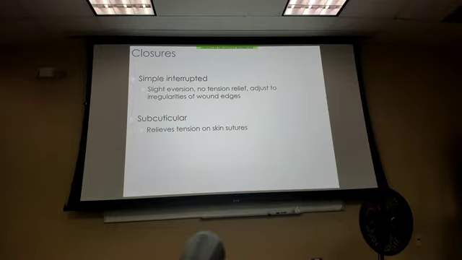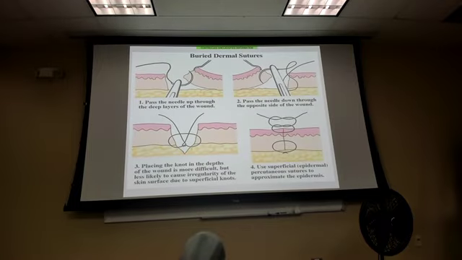We will have some closures. So simple interrupted, that's slight eversion, no tension relief, adjusts to irregularities in wound edges. Subcuticular relieves tension of the skin surfaces. So that's what they look like. These are the buried dermal sutures, putting them together at the dermis, and then we'll do it up top with those other ones.